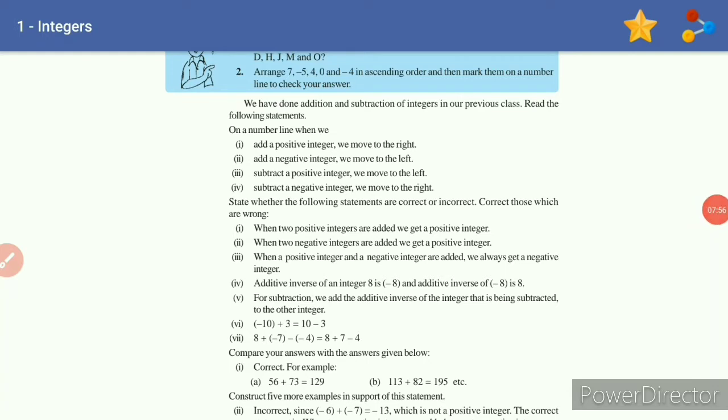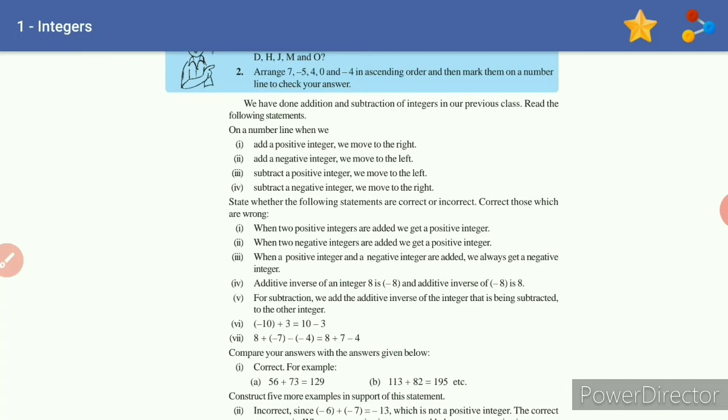Now on the next page, some rules are given using a number line. How do we add, how do we subtract two numbers? So there are some rules. Here on a number line, when we add a positive integer, we move to the right. Let us see an example.